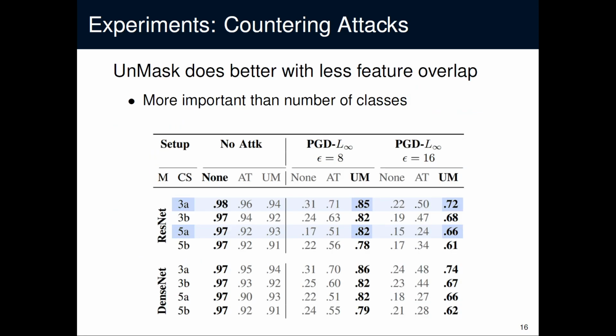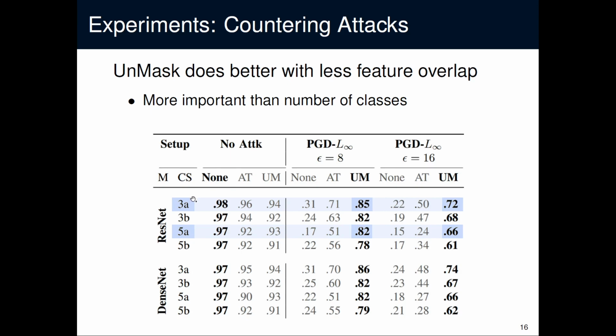So the second part here is countering the attacks, whereas the first part was essentially detecting them. In this part, we're looking at how well we can reclassify these perturbed images. These images are all adversarial by nature, a 100% contamination rate, so to say. Some of the things we want to highlight are that Unmasked does better with less feature overlap, as we were discussing earlier, and this can actually be more important than the number of classes once again.